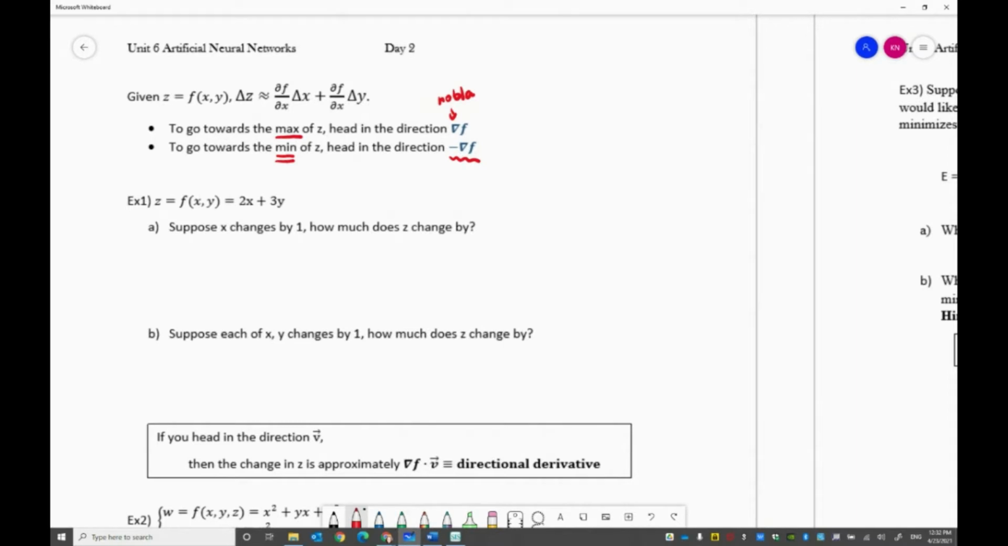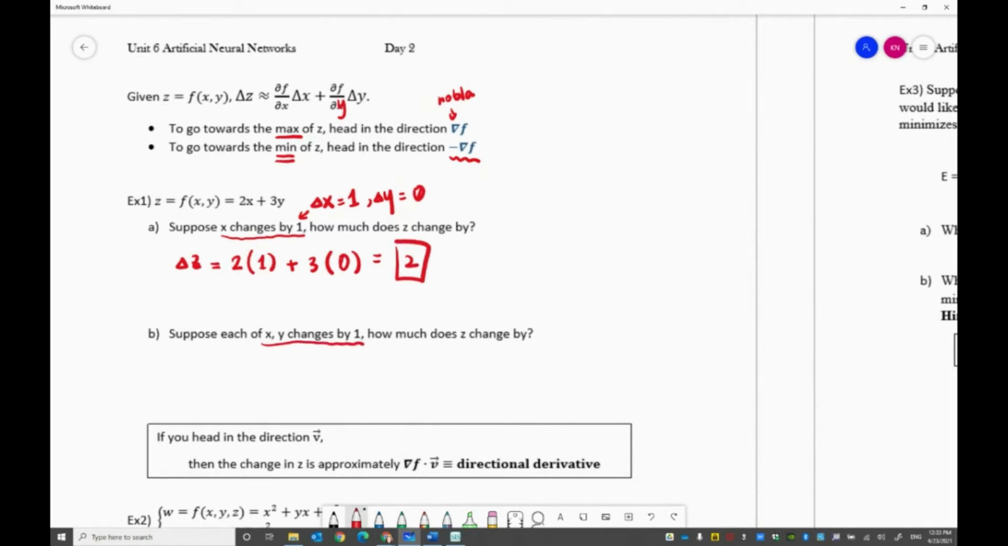Now, example 1: x changes by 1, meaning change in x equals 1. There's no y change, so change in y is 0. In that case, how much does z change by? I can just plug into the equation. Change in z will be partial f with respect to x, that is just 2, times change in x, which is 1, plus partial f with respect to y, there's a typo, that is 3, times change in y, which is 0, so this is 2.